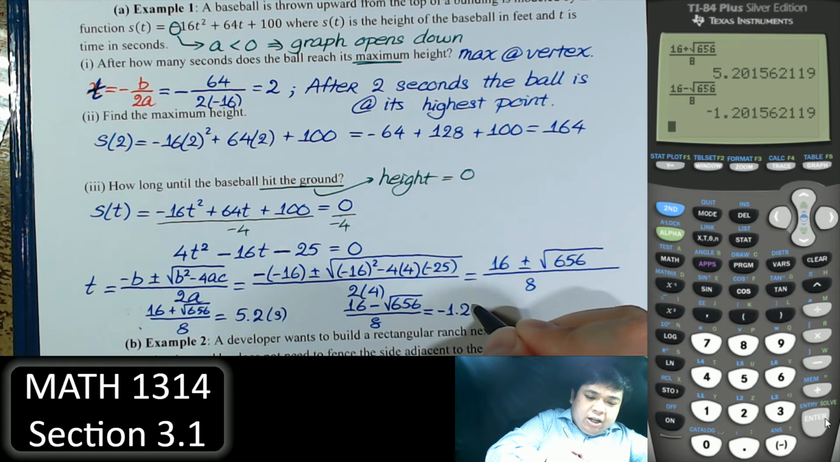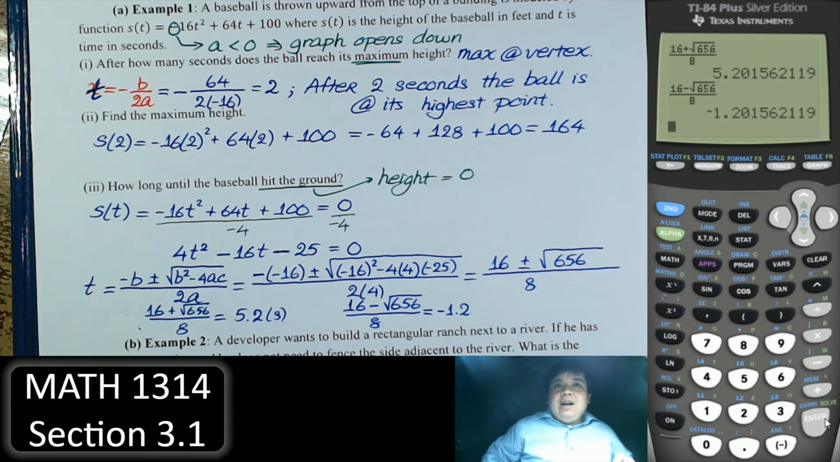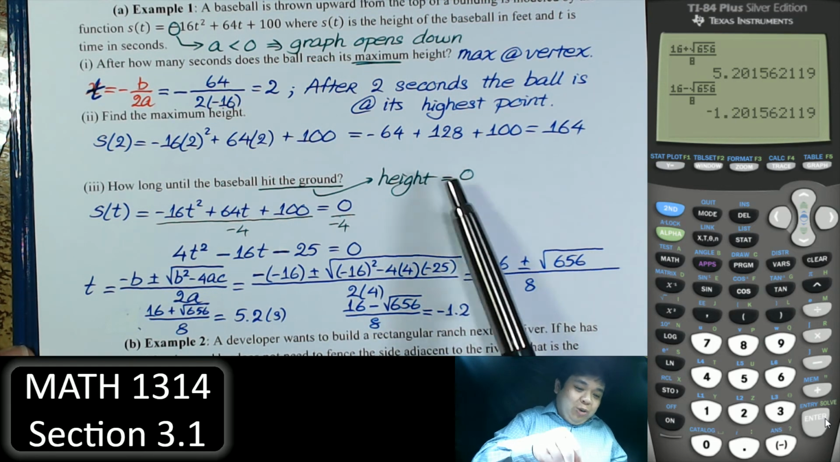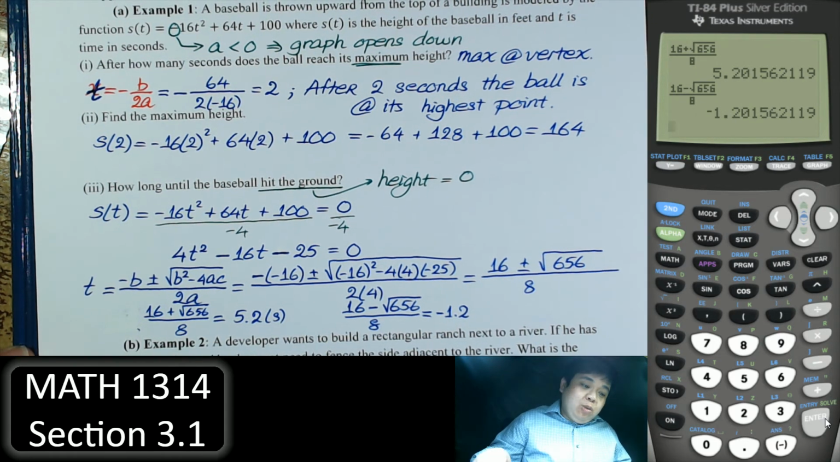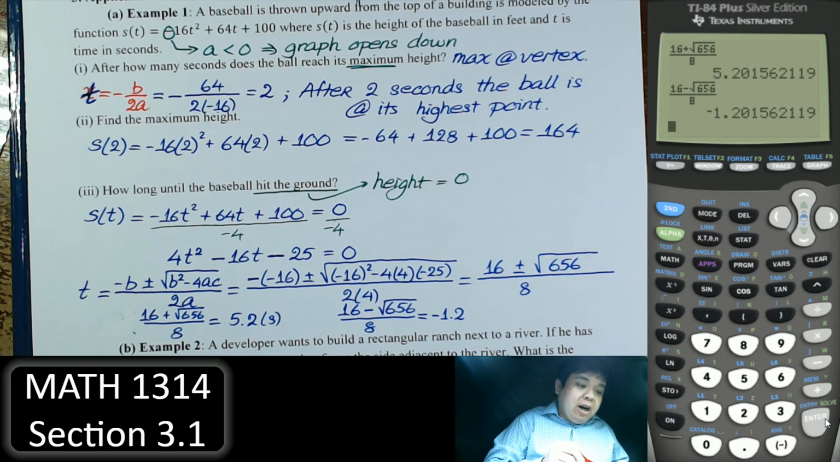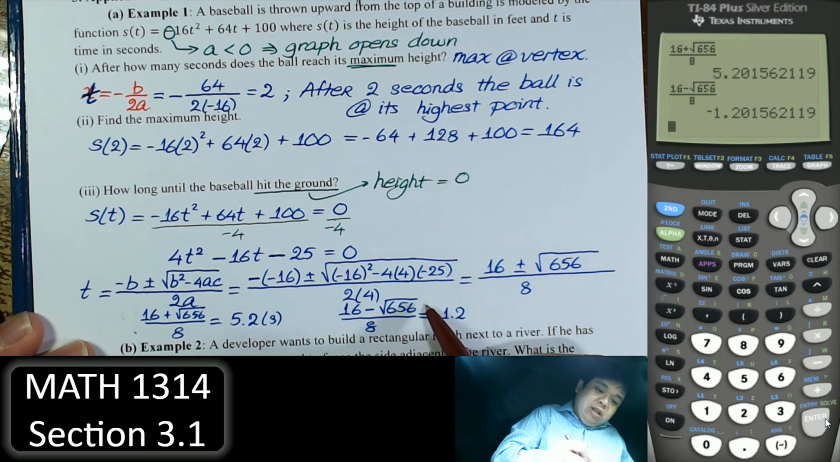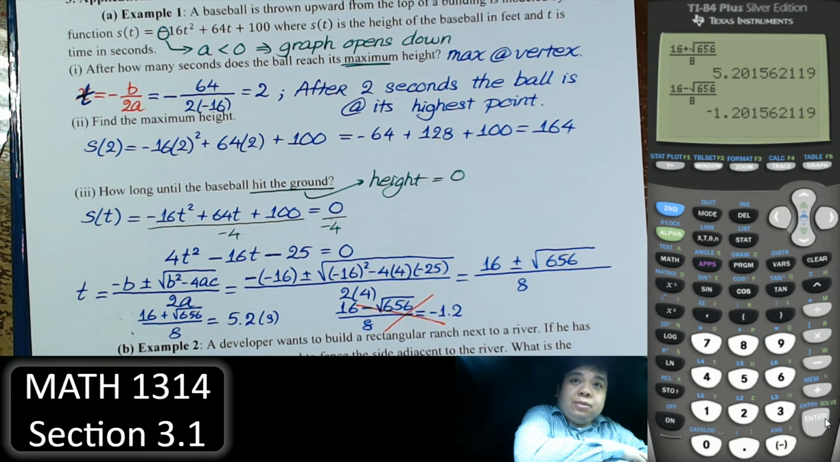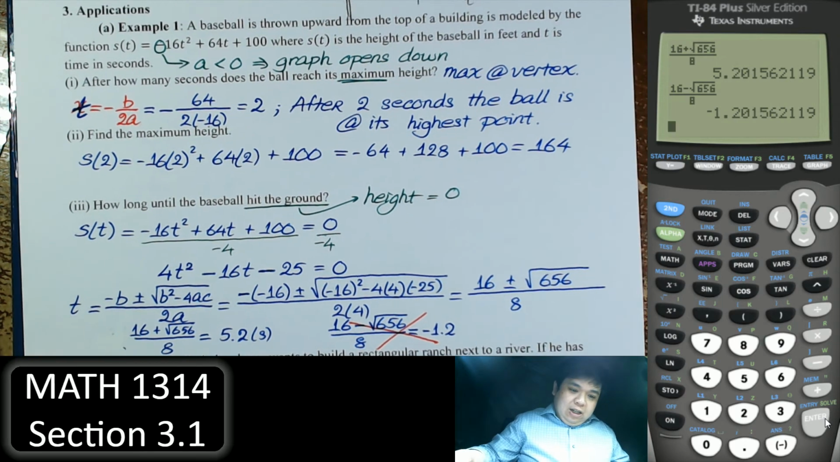So what we find here is the x-intercept, when y equals 0. Notice that we talk about time, right? Time cannot be negative, so this is not a solution. One way to check it is to think about this.